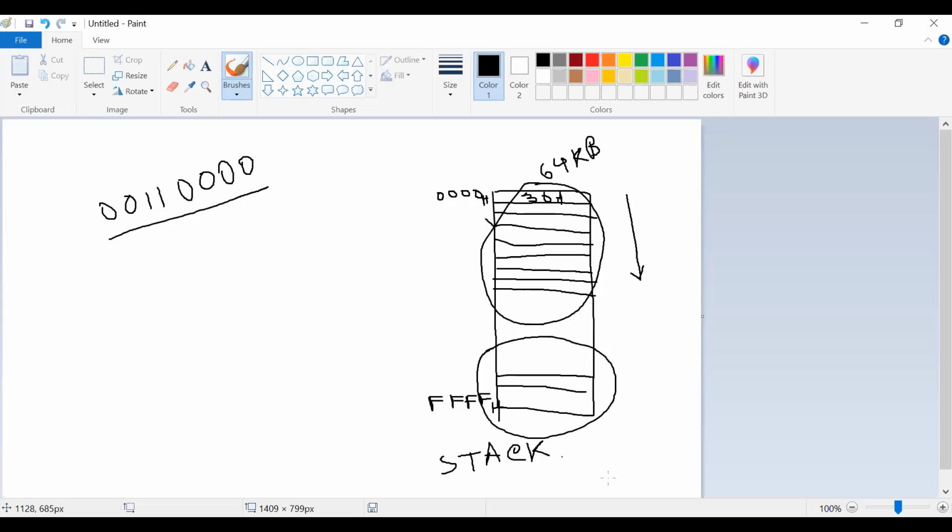But when I put any data into the stack, I will put it in this way, from last to first. And when we need to retrieve data from the stack memory location, the last data will be processed first. Okay, last data will be processed first, then the next one, then the next one. So it is a last in first out structure.